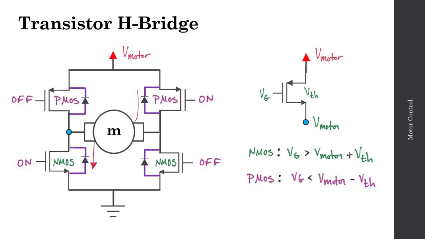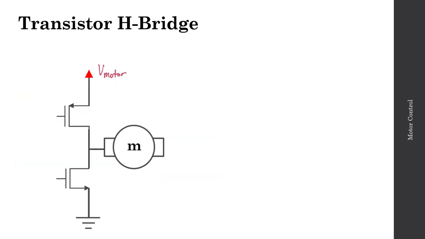So let's take a look now at one half of the H-bridge, often referred to as a half-bridge circuit. Analyzing the half-bridge circuit will help us better understand how we can apply voltages to these transistors and control both the speed and direction of the motor.